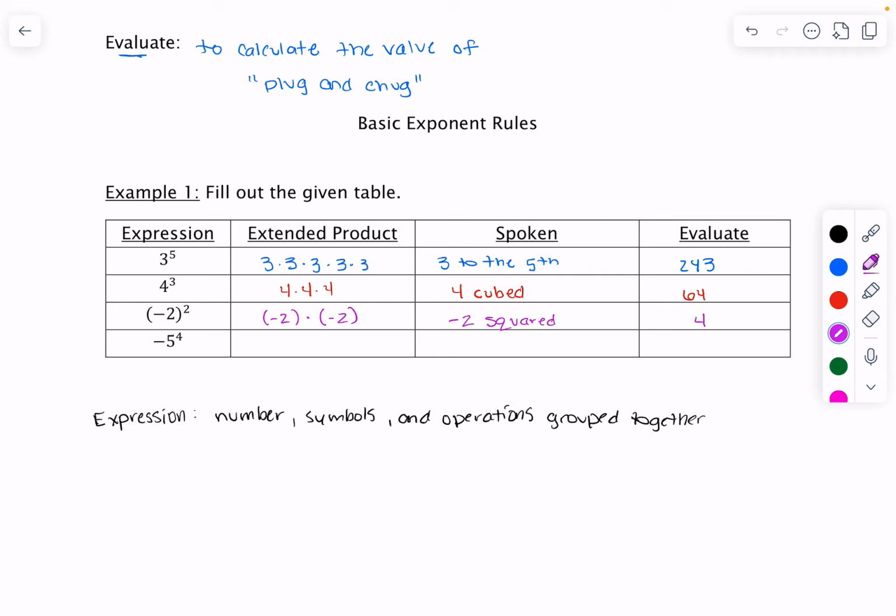So in this particular problem, -5 to the fourth. So that's how we're going to say that out loud. -5 to the fourth.